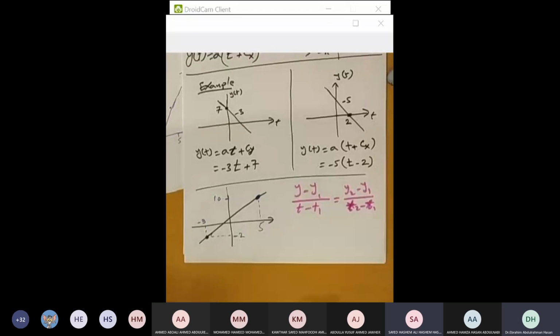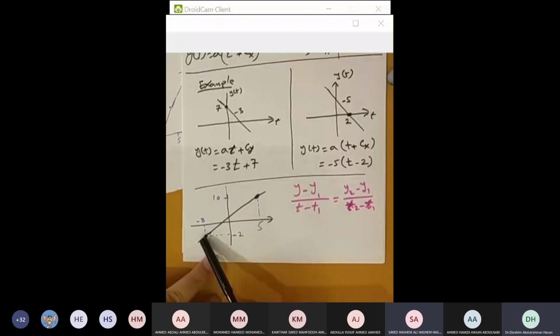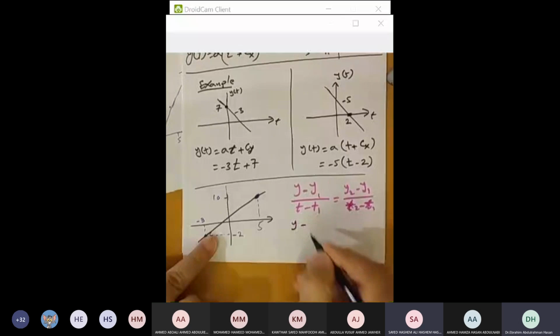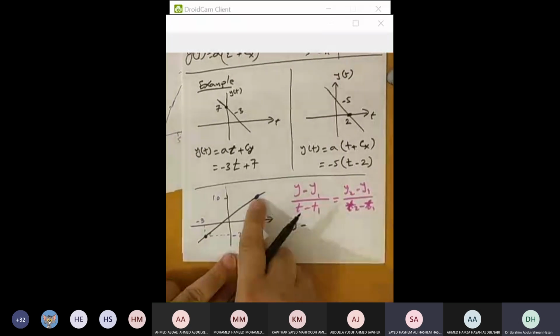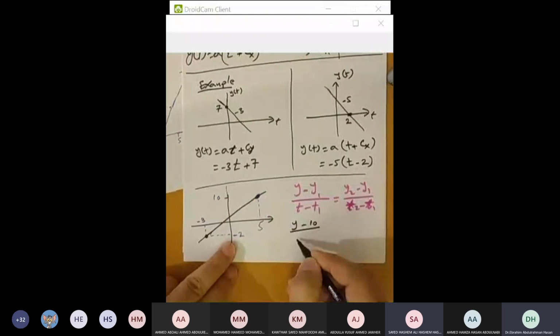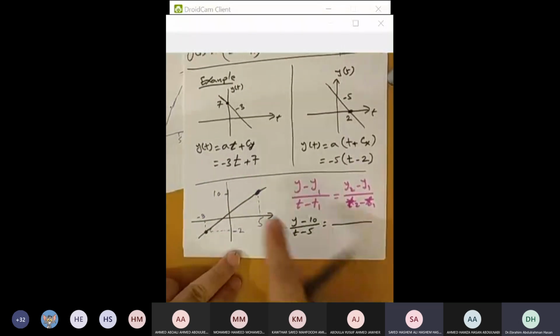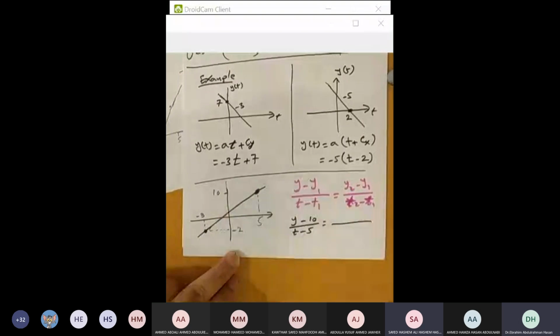Okay, what is y1 and what is y2? What is t1 and what is t2? It's up to you, either way it gives the same result. You can consider this one as t1 y1, or you can consider this one as t1 y1, whatever you like. So let me take this one as the first point. So y minus 10 divided by t minus 5 equal to, is this minus this or this minus this? It's the same, you will get exactly the same.